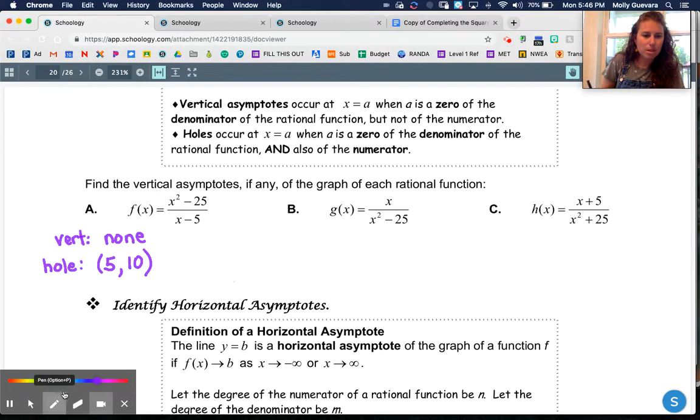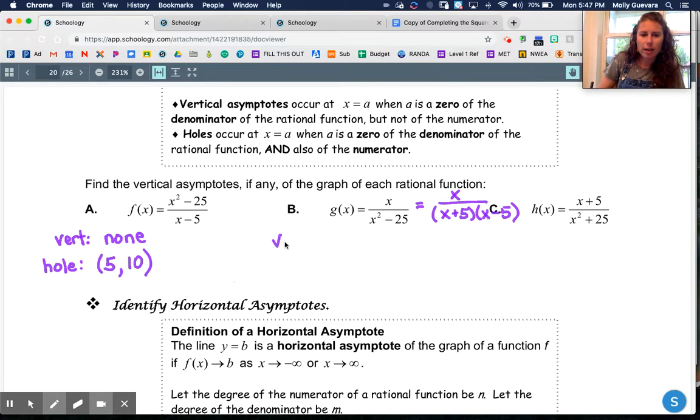Okay. Here, again, I'm going to factor everything. So x on top over x plus 5, x minus 5. Okay, my vertical asymptotes are where the bottom is 0, but the top, or like, right, whatever zeros I have on the bottom that are also not on the top. So in this case, I have negative 5 is a 0. Is negative 5 a 0 at the top? No. So that tells me I have one vertical asymptote at x equals negative 5.